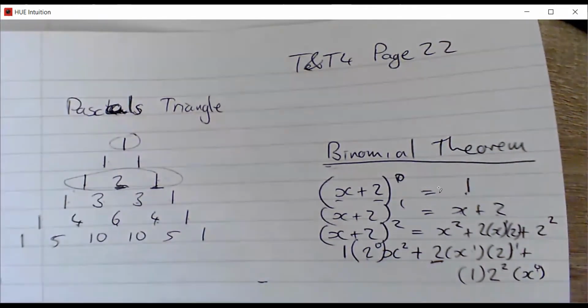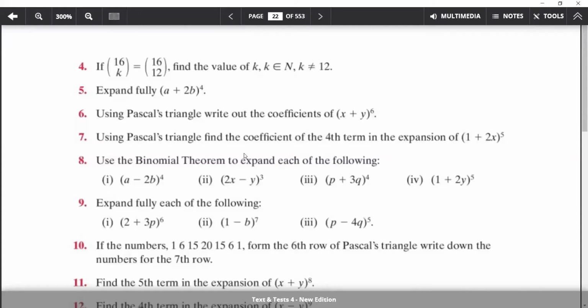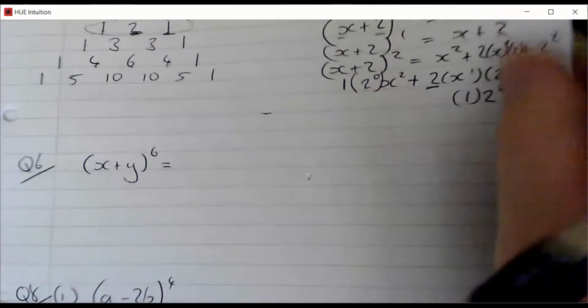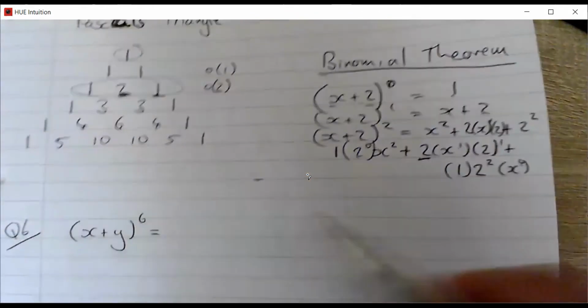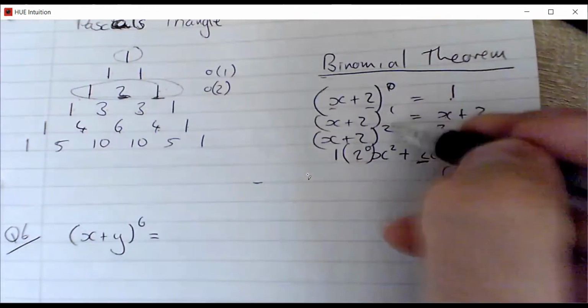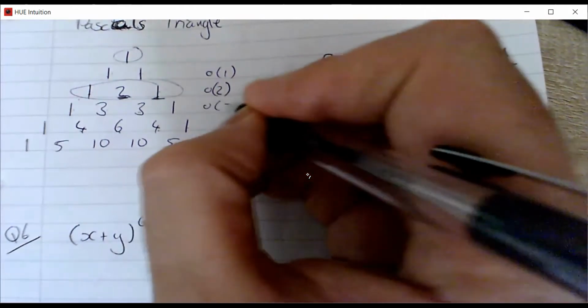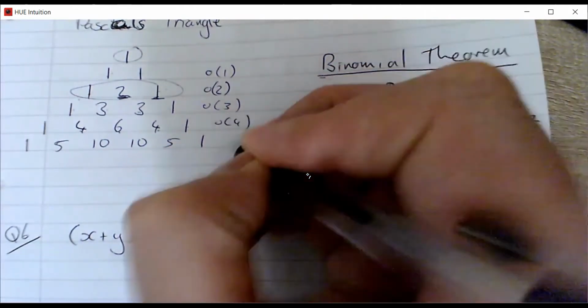So if you look at question 6, which says, using Pascal's triangle, write out the coefficients of x plus y to the power of 6. Well, that's about as simple as a binomial theorem question. x plus y to the power of 6, you're going to say, well, what are my numbers? That's the power of 2, so that's for order 2 expansions. This is order 1, which you don't need to worry about because if it's the power of 1, you don't change anything. That's order 3, order 4, order 5.